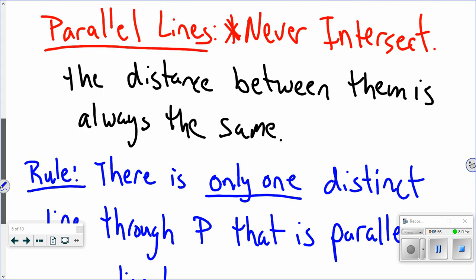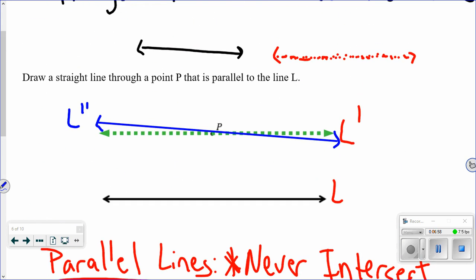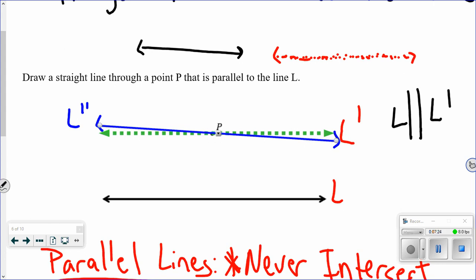Again, we can get really close to becoming parallel, but it's just not going to happen. Only one line is possible through P that makes L prime parallel to L. And we use two long vertical lines to mean parallel. So we can say L is parallel to L prime. Okay, two long parallel lines. That's the symbol for parallel.